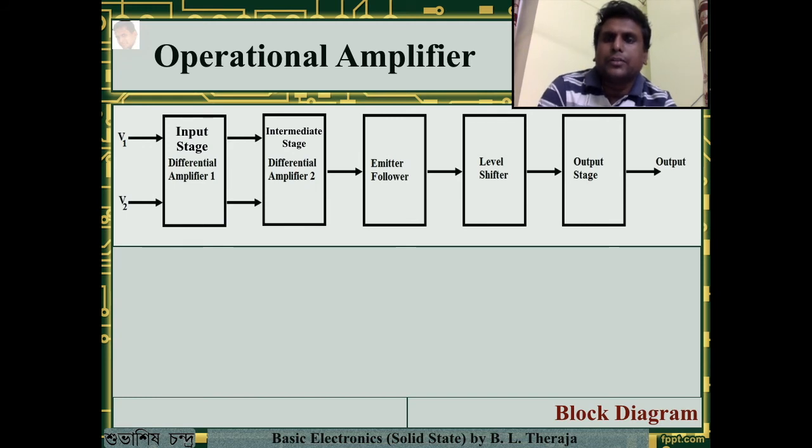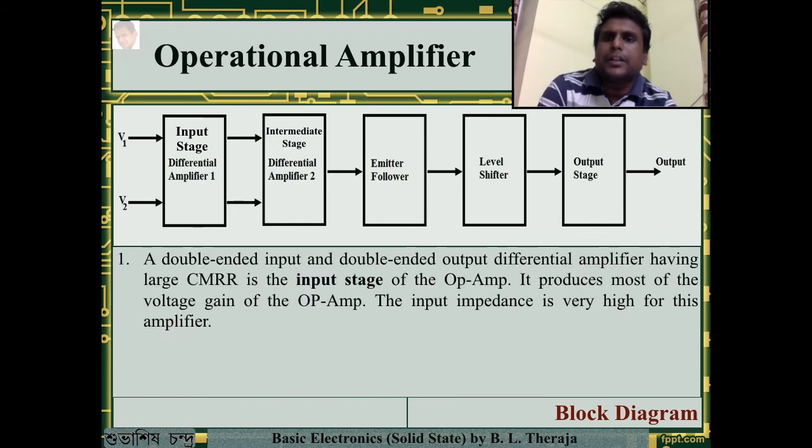We will look into the 5 stages in detail. The first stage is the double-ended input and double-ended output differential amplifier, which has a large CMRR, and it produces most of the voltage gain for the op amp. The input impedance is very high for this amplifier.